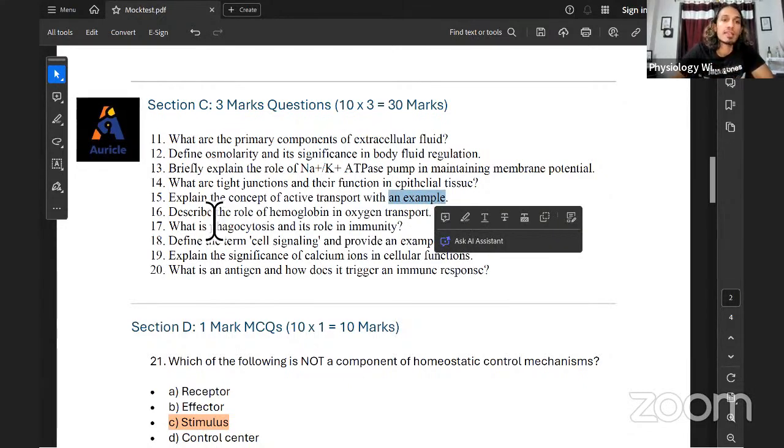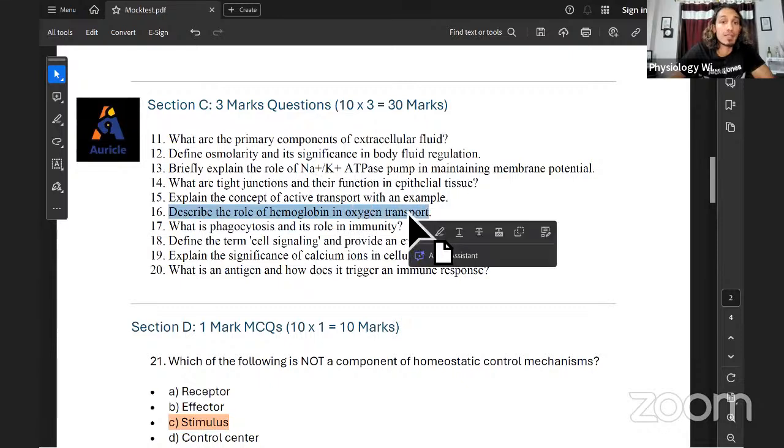All right. Next is describe the role of hemoglobin in oxygen transport. So here you can talk about hemoglobin. You can discuss your Bohr effect, Haldane effect. Okay. Since it's just a 3-mark question, that would suffice. Bohr, Haldane, and maybe you can talk about your hemoglobin oxygen dissociation curve. Okay.